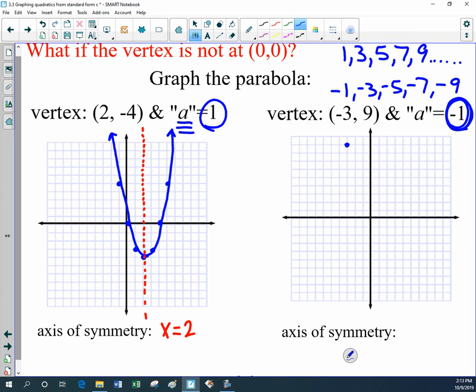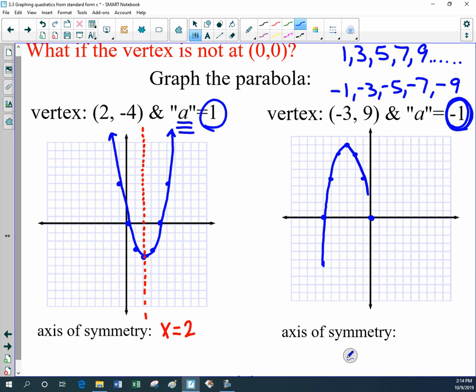So instead of going up, since A is negative, we're going to go down. So from the vertex, we would go down 1 over 1 on both sides of the vertex. Then we would go down 3 over 1 on each side. And then from the point we just found, we would go down 1, 2, 3, 4, 5 over 1. Do that again on each side. And if we were to keep going, we would then go down 7 and over 1.